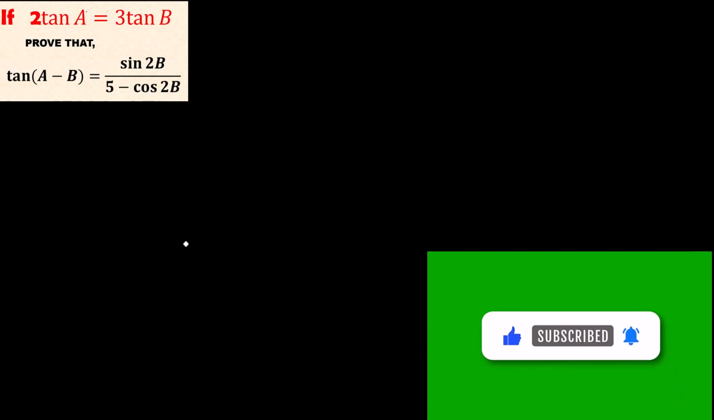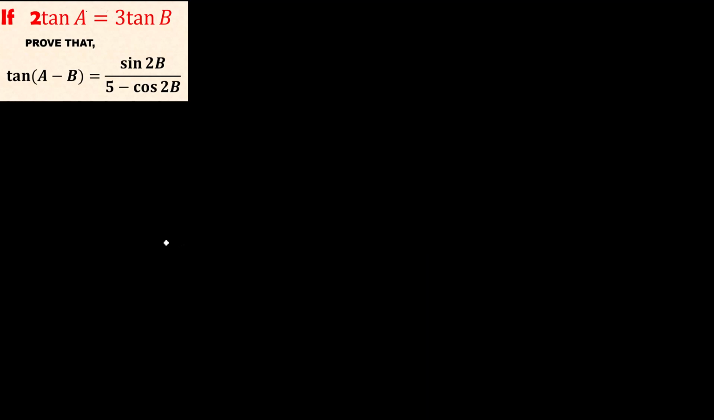So we know 2 tan A is the same as 3 tan B, so we can rewrite 2 tan A equal to 3 tan B as, dividing both sides by 2, tan A equals 3/2 tan B, or you can say 3 tan B on 2.